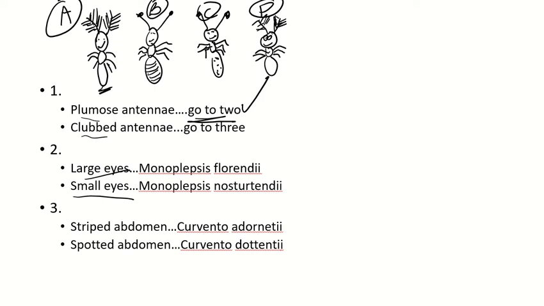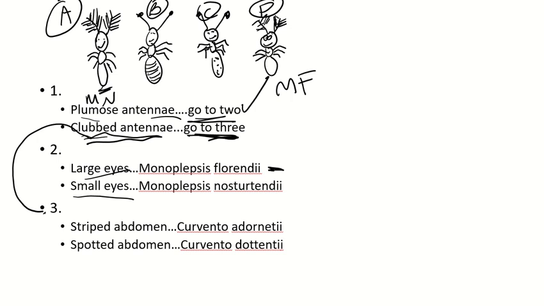So this is going to be this one, and these are just names I made up, Monoplepsis nostertendii. And then we can just go ahead and do the one with large eyes then, since we know it has plumose antennae, so we have to go down to number 2. And we have the other one, which is listed as large eyes, Monoplepsis floridii. And so then we have B and C left, which have clubbed antennae. And so we're going to go down to 3 as the directions state.